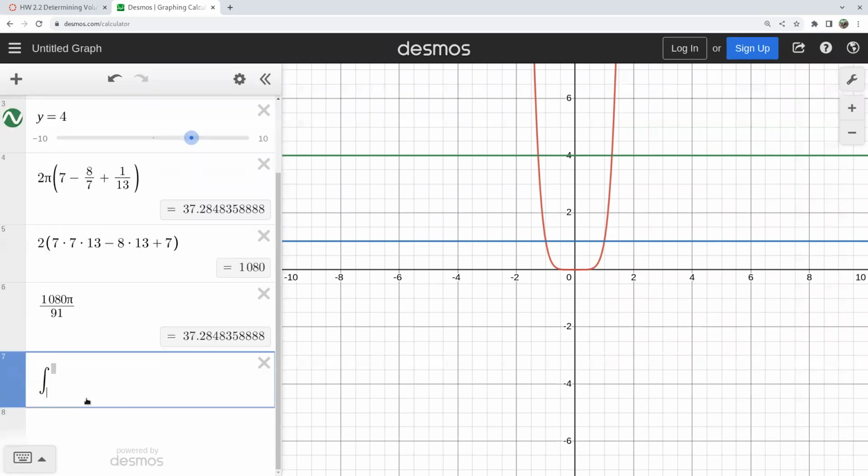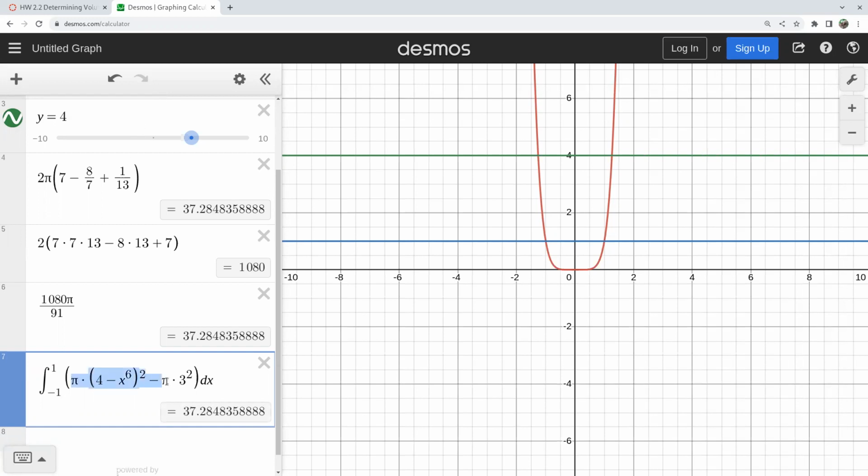And I would go back to the original integral to check. I'm going to go from -1 to 1, parentheses, and I'm going to type it as I had it, pi times parentheses. That was 4 minus x raised to the 6th. That difference is squared. And then from that, I'm subtracting pi times 3 squared. And I want to close my integrand and indicate the variable of integration. And my answer matches.